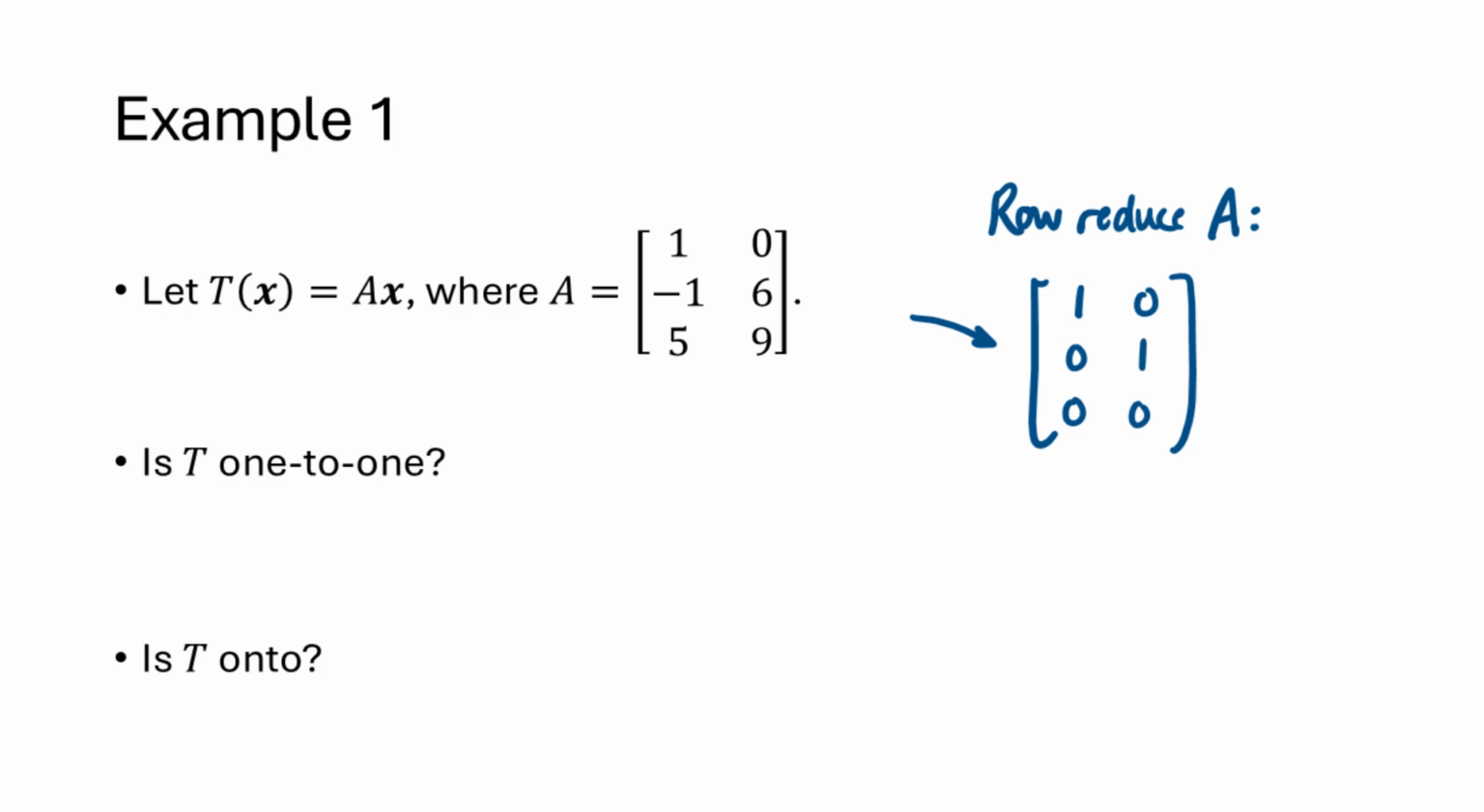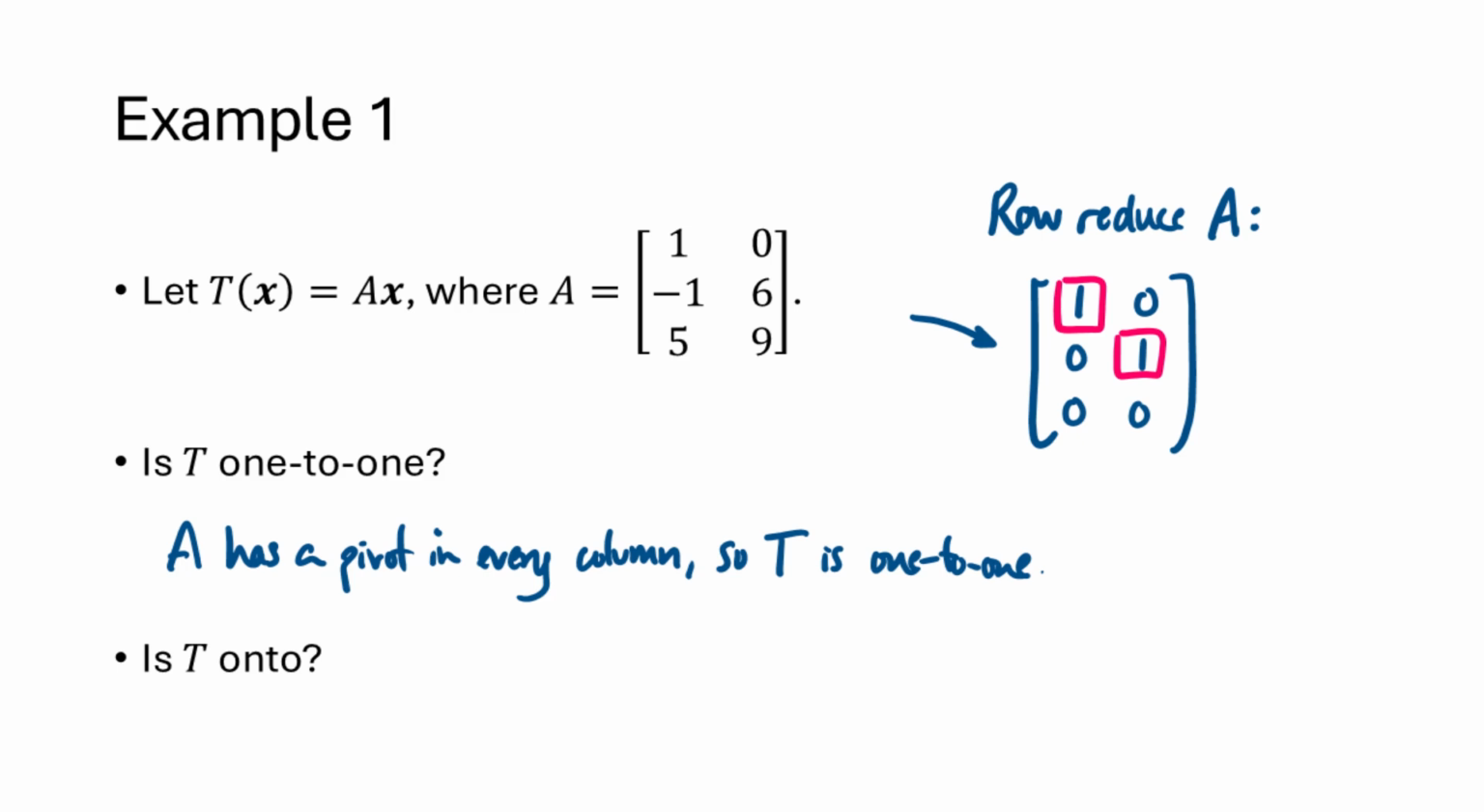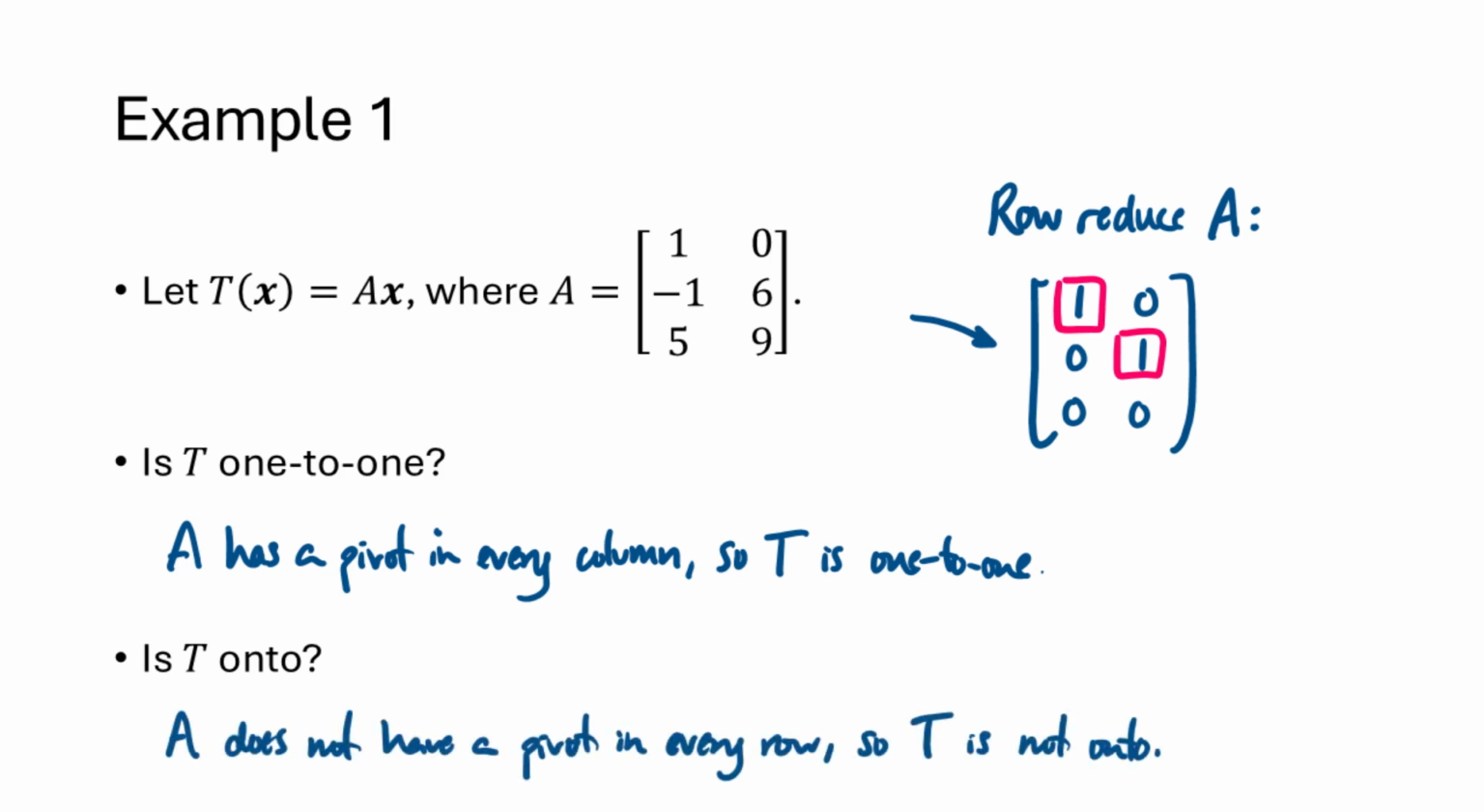The way we answer this question is by row reducing our matrix. In this case, we get 1, 0, 0, 1, 0, 0. We identify the pivots in that row reduced matrix. And since we have a pivot in every column, the transformation is one-to-one. And since we don't have a pivot in every row, the transformation is not onto.